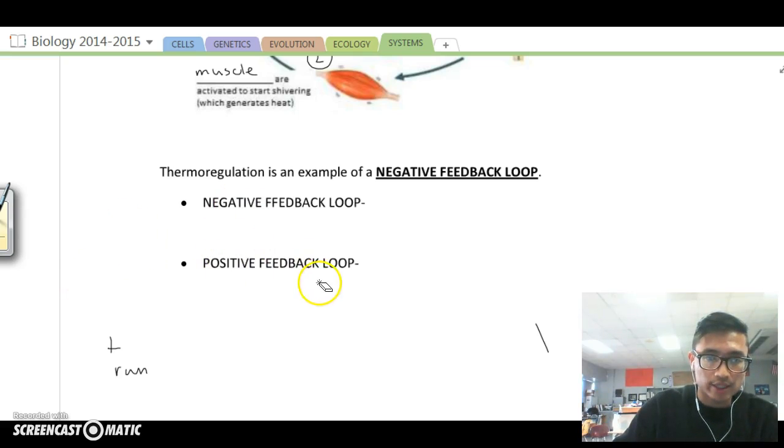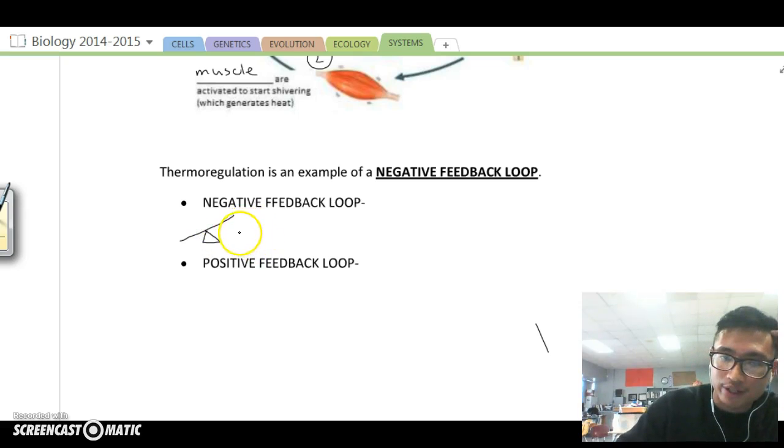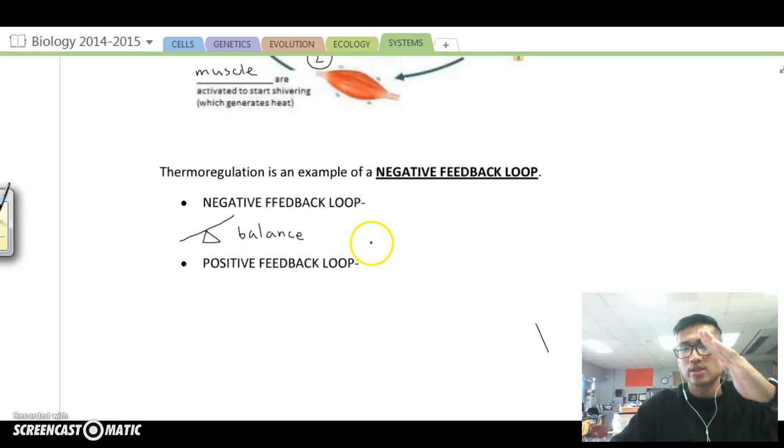Okay, so thermoregulation is going to be an example of a negative feedback loop. And basically, a negative feedback loop is kind of like your seesaw, okay? If you have a seesaw with one fat kid on one side and a super skinny kid on the other side, it's going to be imbalanced. So in negative feedback loops, basically what you're trying to do is get rebalanced, okay? You're off kilter right now, you're trying to level things off, okay?